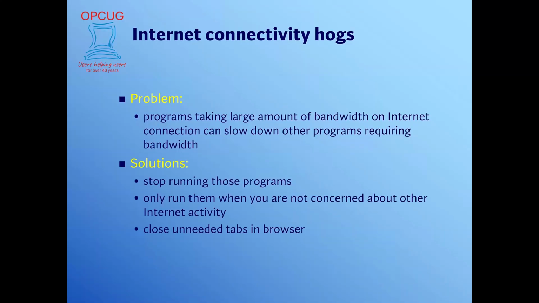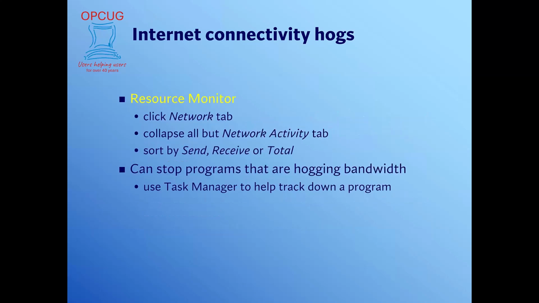What you have to decide really is, first off, you can stop running a program if it's something running in the background that is just maybe changing your wallpaper every 5 seconds. Only run them when you're not concerned about other activity. Close unneeded tabs in the browser. Kick other people off your internet access if you're bogged down, that sort of thing. Okay, and again, your Resource Monitor. Again, start on the Network tab. This is in Resource Monitor. You can actually get additional detail about the network activity if you want to dig a little bit deeper into what's really causing the problem.